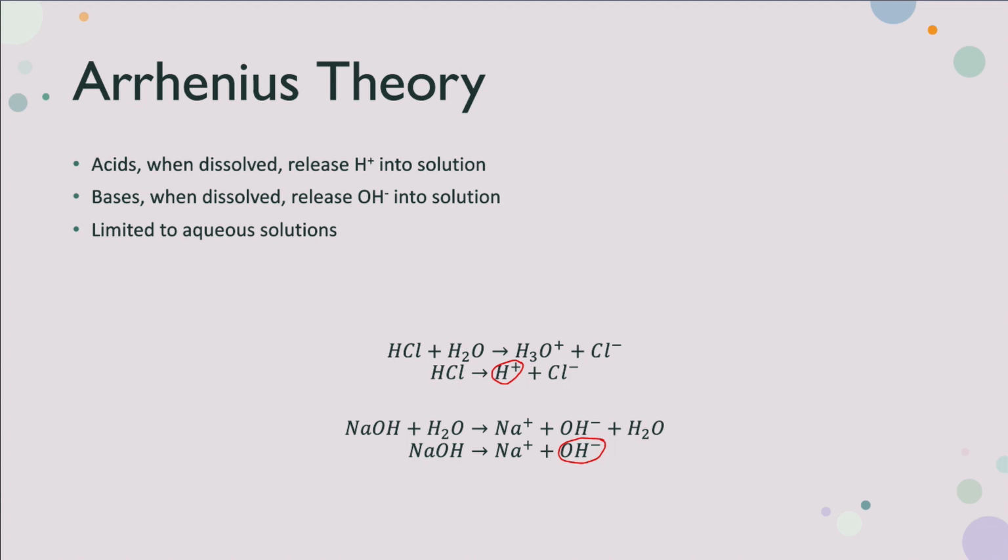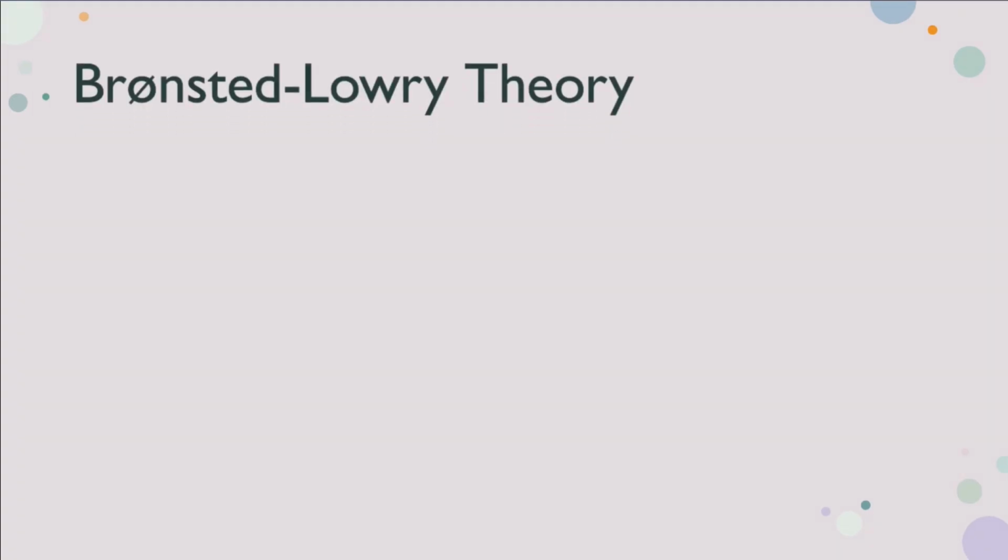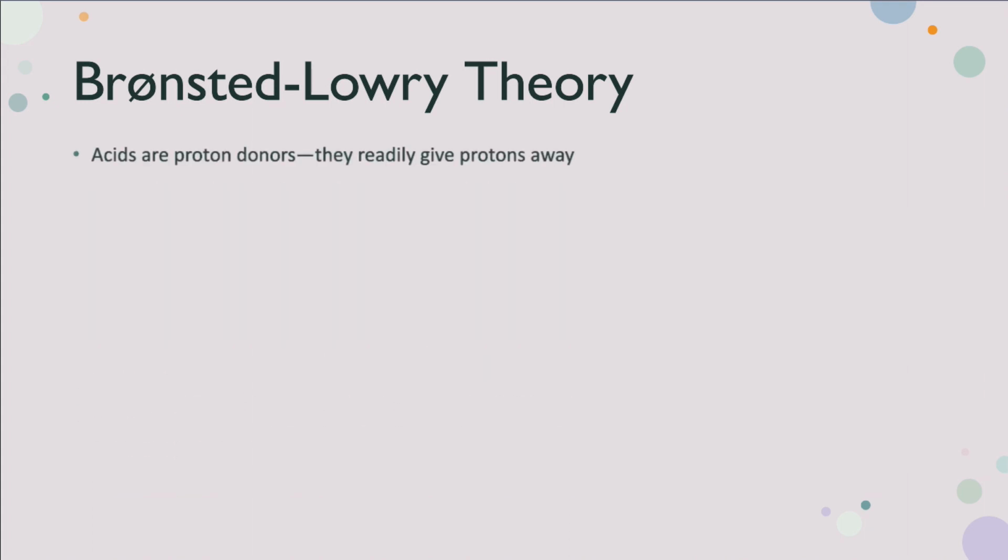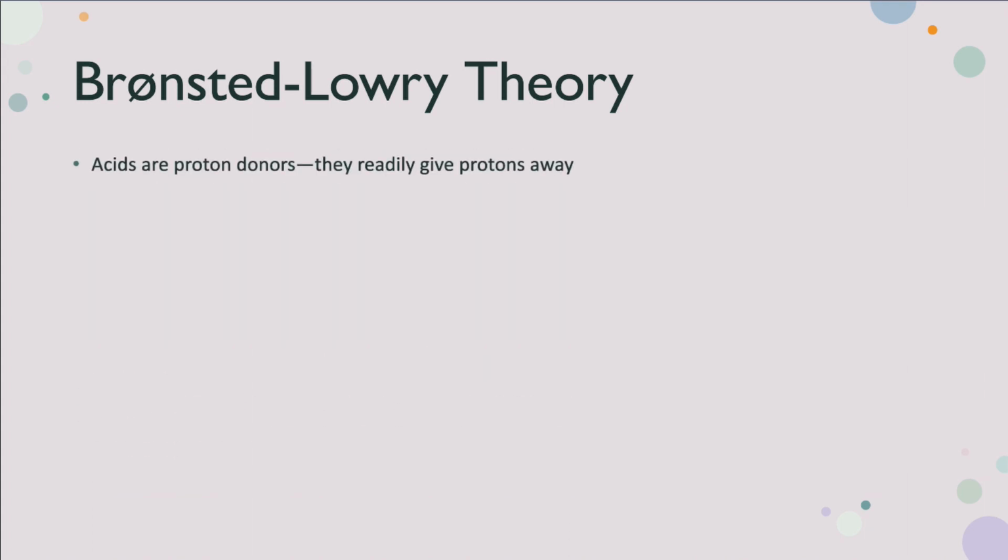So to solve this, scientists came up with another theory, the Brønsted-Lowry theory. And this is named after the two scientists who came up with this theory. What the Brønsted-Lowry theory states is that acids are essentially proton donors. They readily give protons away in a chemical reaction, while bases are proton acceptors. They readily take protons in a chemical reaction.